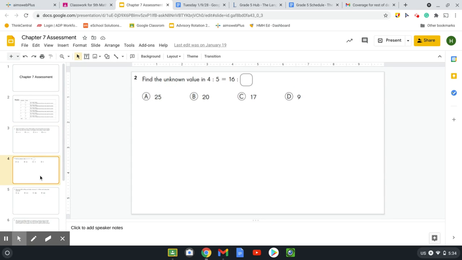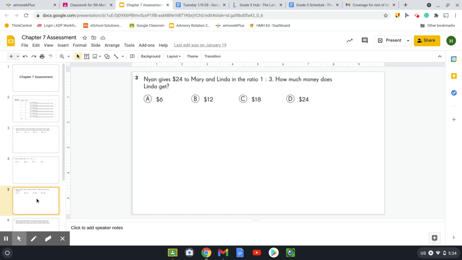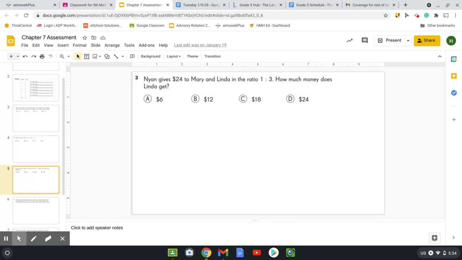All right, number 2. Find the unknown value: 4 to 5 equals 16 to blank. Again, 2 points for showing your work, even though it is a multiple choice question. Make sure you show that work. Number 3. Nyan gives $24 to Mary and Linda in the ratio of 1 to 3. How much money does Linda get? Again, 2 points for showing your work here.